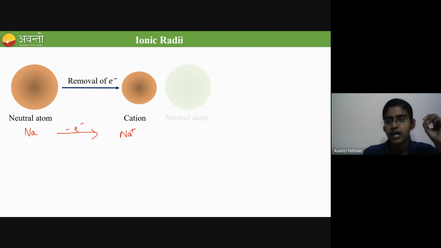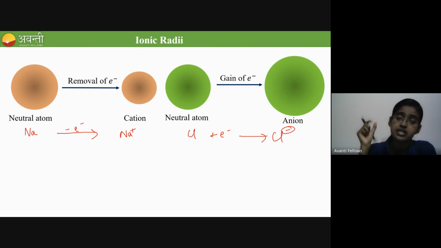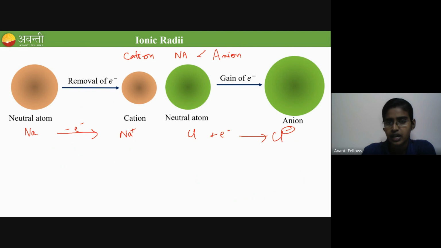In the same way for anion, I'm taking a neutral atom, chlorine. If chlorine gains one electron, it will be converted to Cl minus, which is an anion. When we compare the neutral atom and anion size, the anionic size is bigger compared to the neutral atom. So if I take all three, the cation, the neutral atom and the anion, anions will have the highest size value, then comes the neutral atom, then the cation. This is the order you have to follow if the same species are asked in the question.